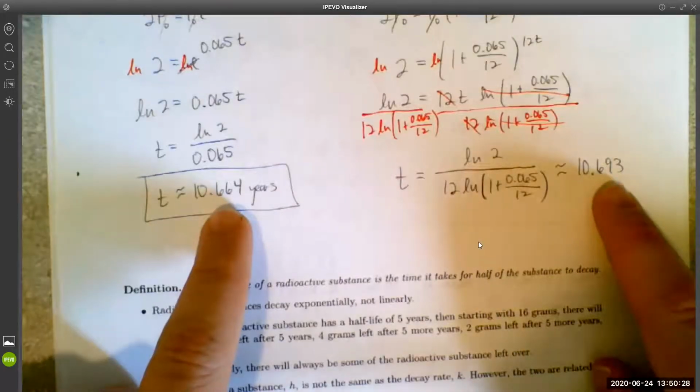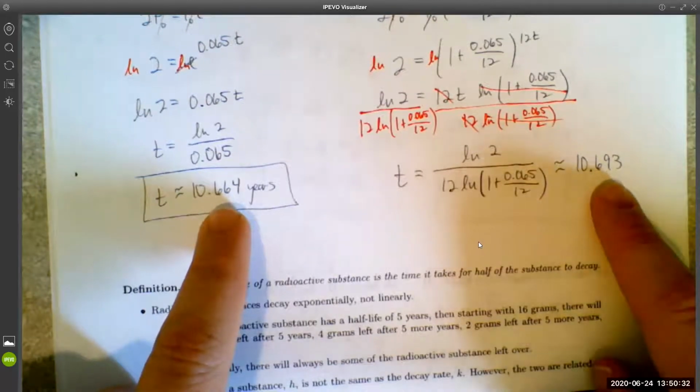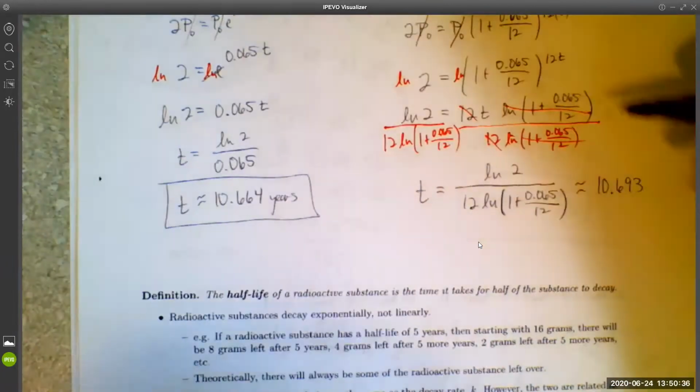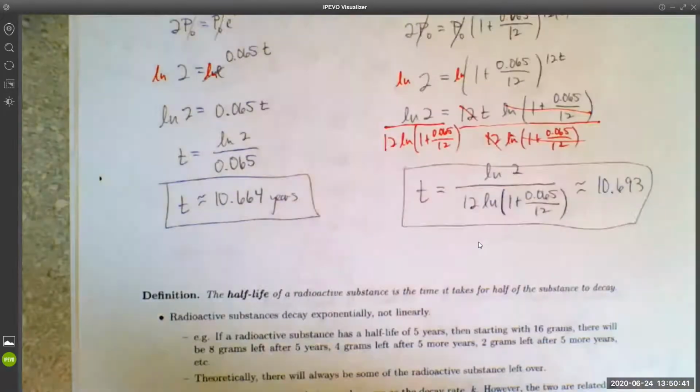So a little bit longer, not very much longer, right? But a little bit longer if it's compounded monthly versus being compounded continuously to double your money. That's the idea there.